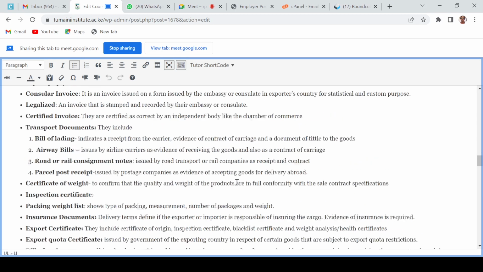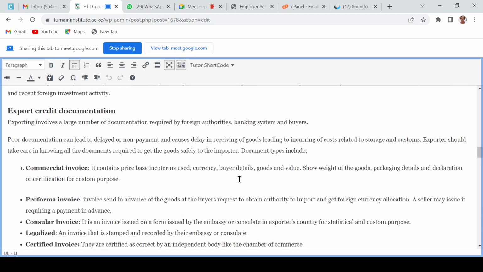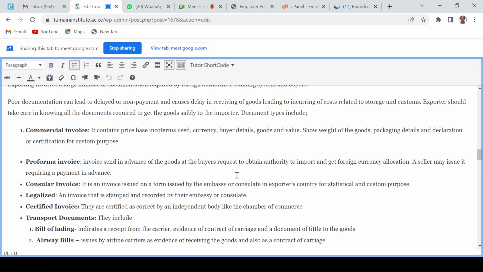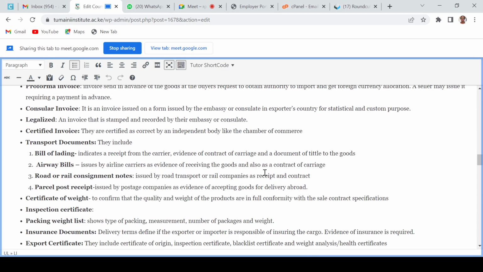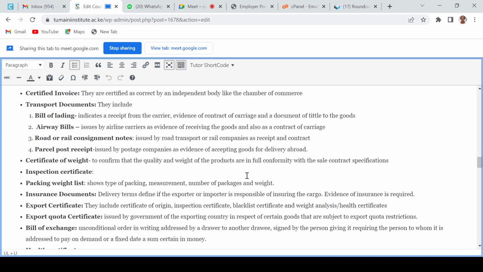You just get to understand we have the transport documents, we have the invoices, the pro forma, the consular, the legalized. The other one is now the other certificates that you need, which we have talked about: certificate of weight, inspection certificates, packaging weight list, insurance documents. All those documents, it's good to familiarize yourself just in case the examiner asks you to explain or to list documents that you will find in export credit.